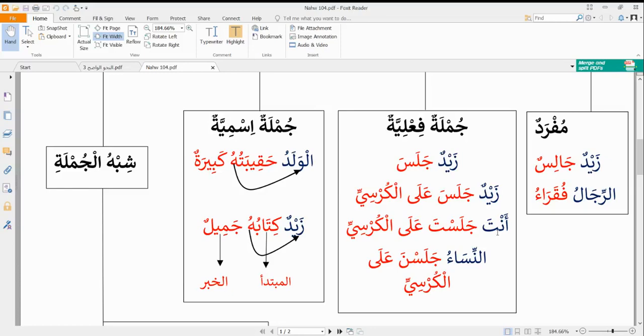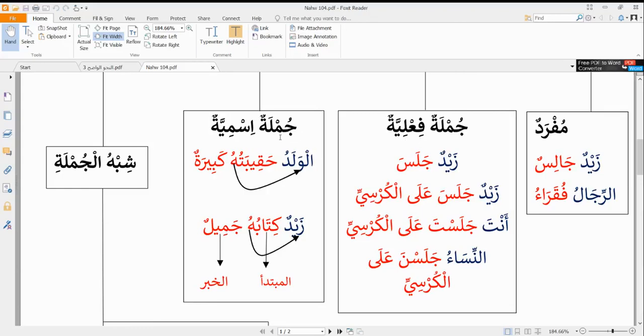And finally we have an-nisa'u jalasna ala al-kursiyi. The women sat on the chair. So an-nisa'u is also our mubtada, you can see, and our khabar is the Jumlatun fi'liya, jalasna ala al-kursiyi. So we've treated two types of khabar that we can have, which can be a khabarun mufrad, a single word, or a Jumlatun fi'liya, a verbal sentence.